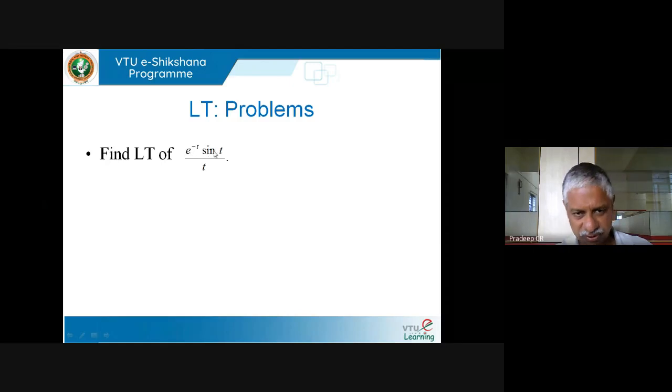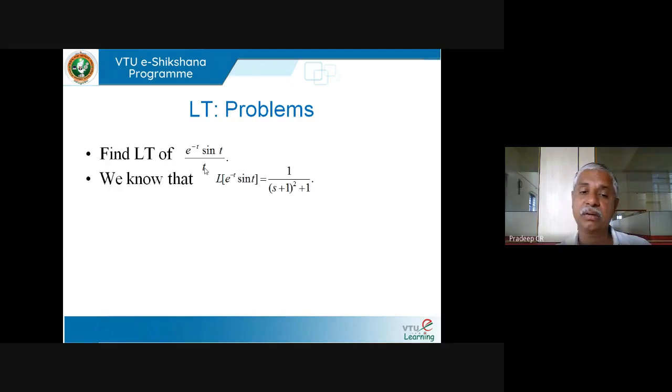So here somebody wants to make you work a bit harder. I will use the same philosophy, the same formula. Laplace of f(t)/t is the integral of Laplace of e^(-t) sin t. But how do I find Laplace of e^(-t) sin t? I have the shifting formula. I already explained it to you. Laplace of sin t is 1/(s^2+1), remember 1^2/(s^2+1^2). For Laplace of e^(-t) sin t, replace s by s minus (-1), which is s+1. So this is what Laplace of e^(-t) sin t is.